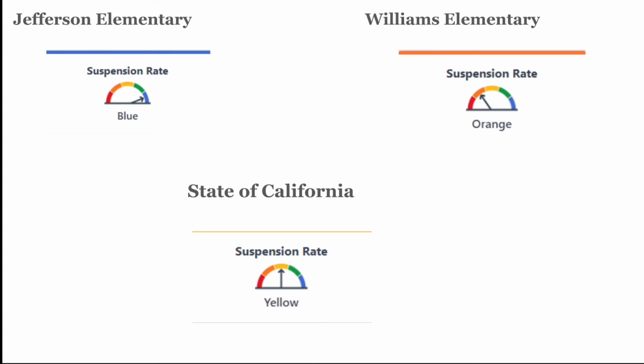For Williams Elementary, there is African Americans and students with disabilities in the red. We have English learners, Hispanics, and socioeconomically disadvantaged students in the orange.